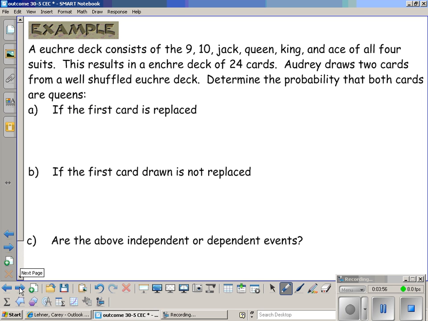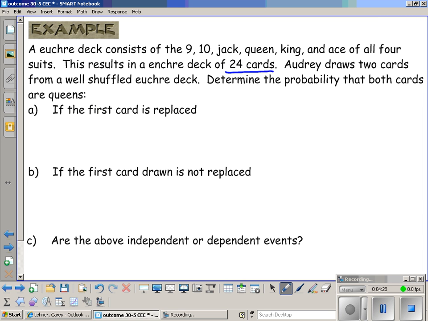A euchre deck consists of the 9, 10, Jack, Queen, King, and Ace of all 4 suits. This results in a euchre deck of 24 cards. Audrey draws 2 cards from a well-shuffled euchre deck. Determine the probability that both cards are queens if the first card is replaced. So she's going to draw a card, look at it, place it back into the deck, shuffle it up, and draw a second card.